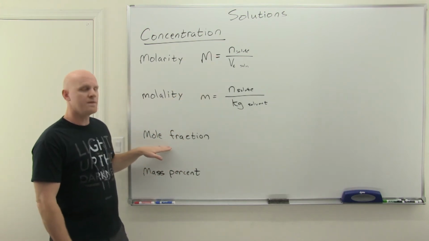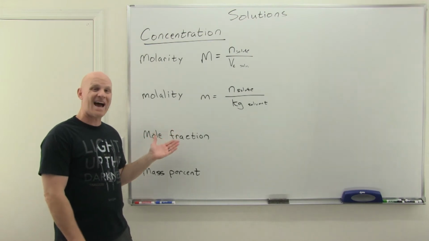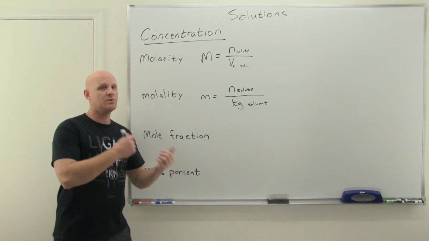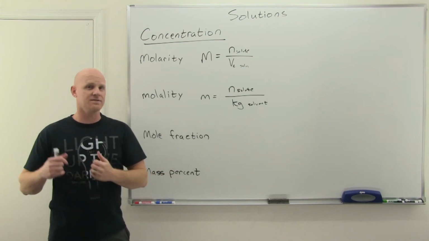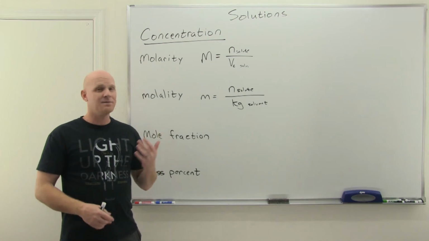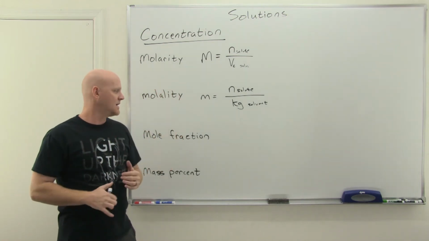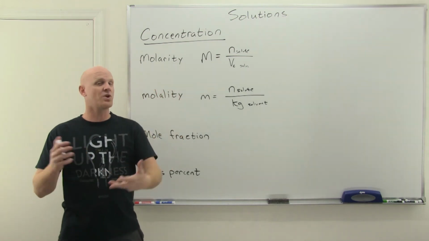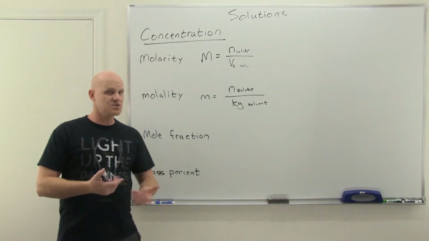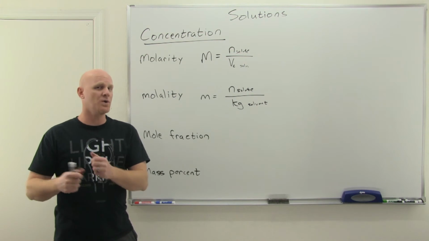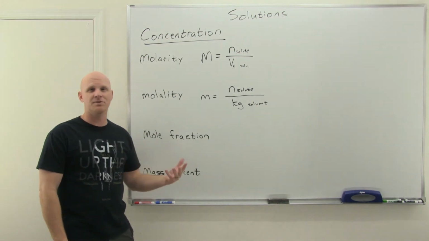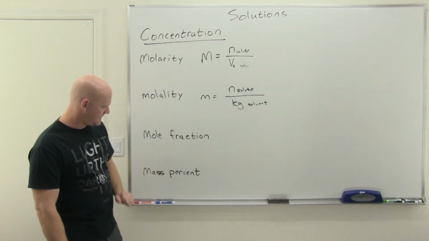All right, then we have what's called the mole fraction, and mole fraction is exactly what it sounds like. It is the fraction of the moles that are either the solute or the fraction of the moles that are solvent. So if I have 1 mole of solute and 9 moles of solvent, the mole fraction for the solute would be 1 out of 10, or 0.1. The mole fraction for the solvent would be 9 out of 10, or 0.9. So that's all a mole fraction is. It's kind of like taking a percentage, except you don't multiply by 100 at the end.